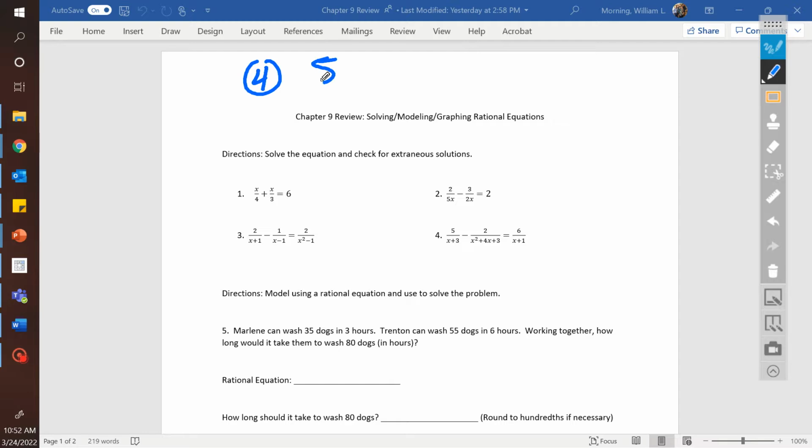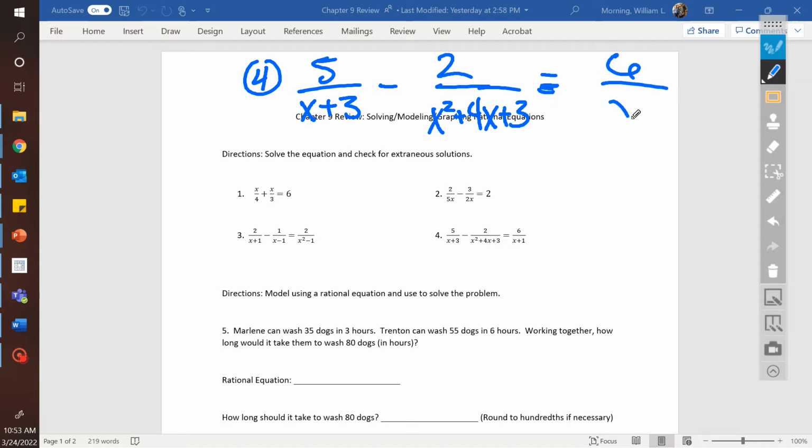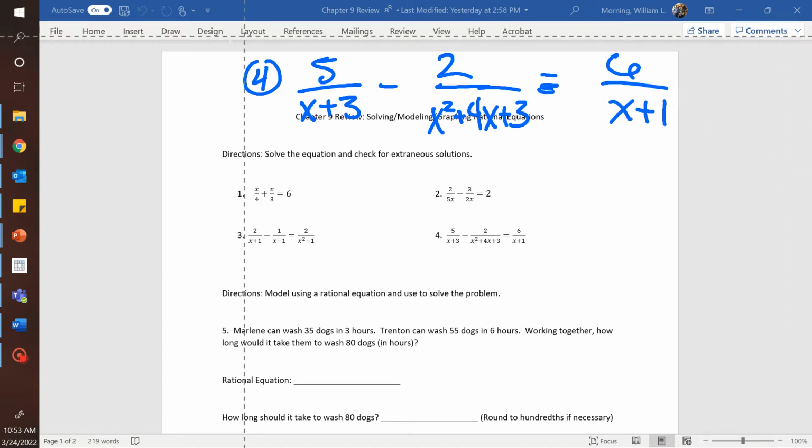Number 4, we have 5 over x plus 3 minus 2 over x squared plus 4x plus 3, and that's equal to 6 over x plus 1.